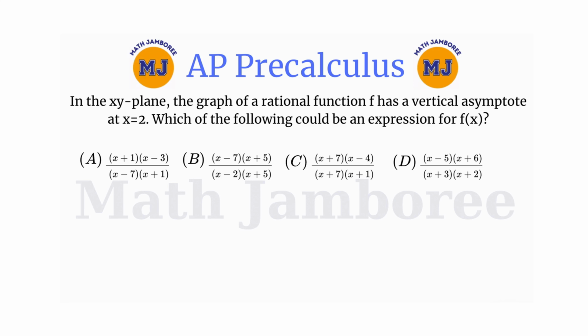In this video, we have another AP Precalculus type of question from the topic of rational function and vertical asymptote. Let's solve it together. In the xy plane, the graph of a rational function f has a vertical asymptote at x equals 2. Which of the following could be an expression for f of x?